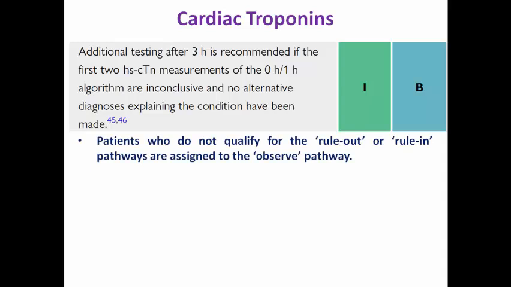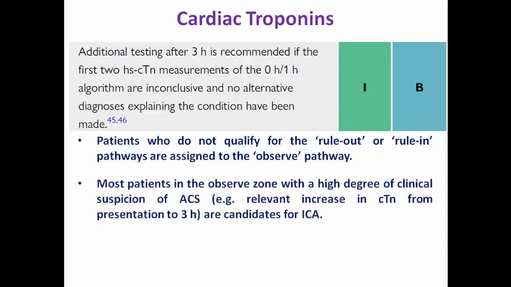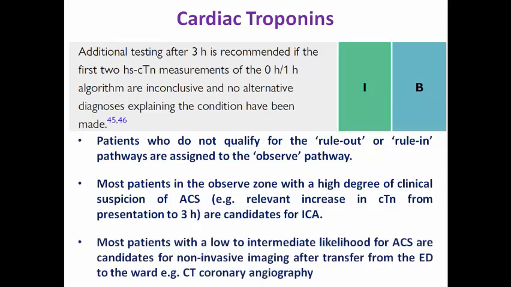So here the patient did not qualify for the rule out or rule in pathway. He is assigned to the observe pathway. Most patients in this case have a high degree of clinical suspicion of acute coronary syndrome, and so he may show a relevant increase in the cardiac troponin from presentation to 3 hours, and he may be a candidate for coronary angiography. Most patients with low to intermediate likelihood for acute coronary syndrome may be candidates for non-invasive imaging after transfer to the ward, for example CT coronary angiographies that we are going to speak about shortly.